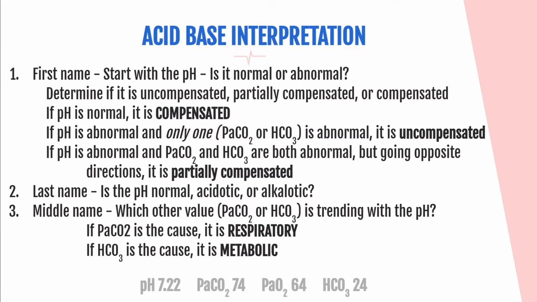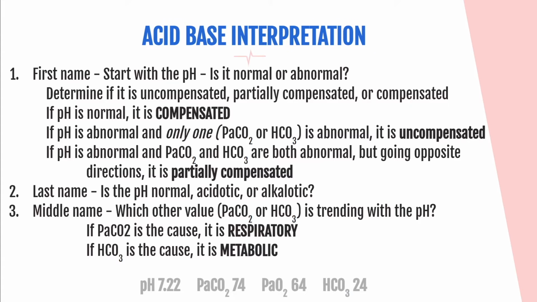Okie dokes. So we know our normal values and when they trend high and when they trend low. So let's put it all together. And I like to think about acid-base interpretation in 3 steps. So we can kind of look at it as a first name, a middle name, and a last name. The first name is going to be your level of compensation. The middle name is respiratory or metabolic. And the last name is either acidosis or alkalosis.